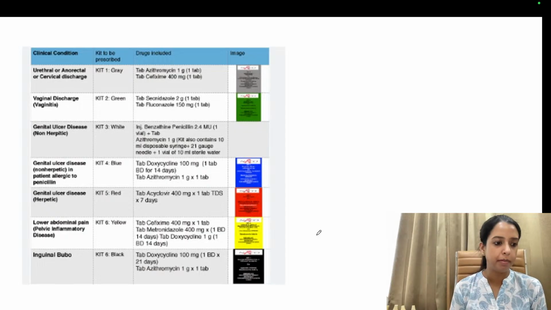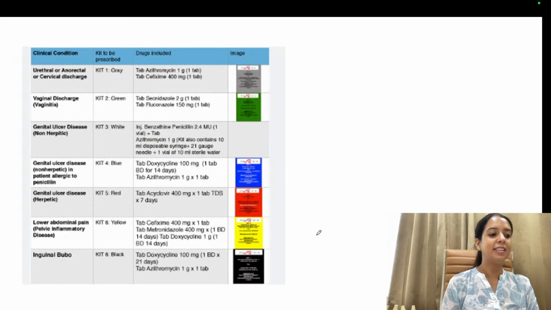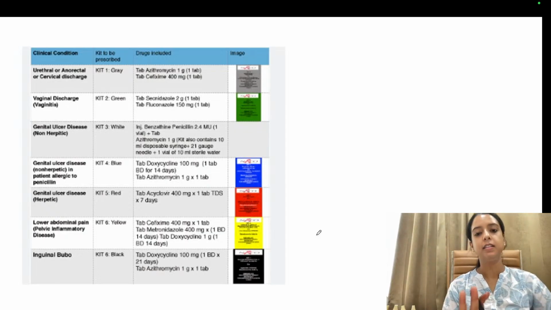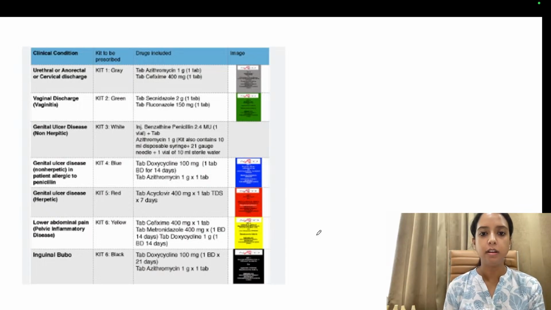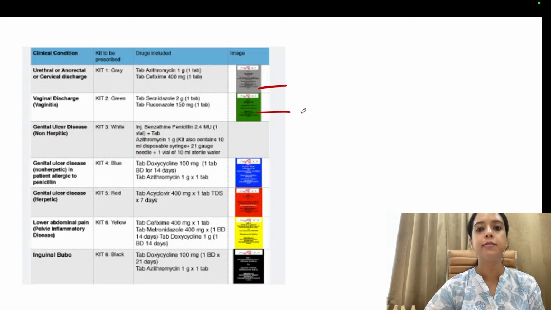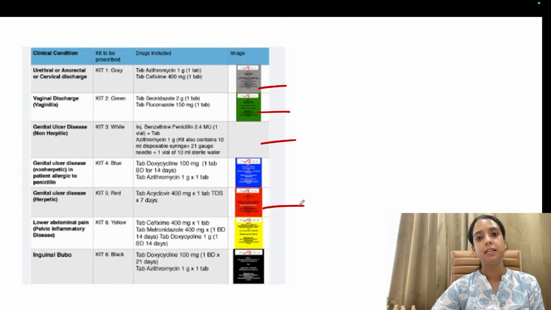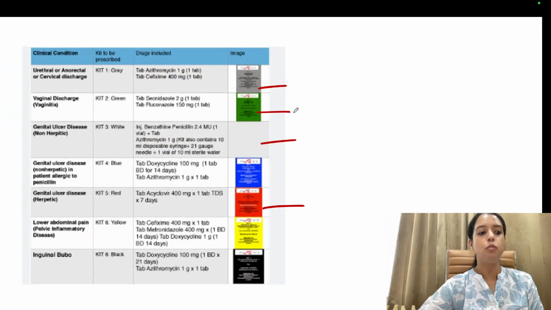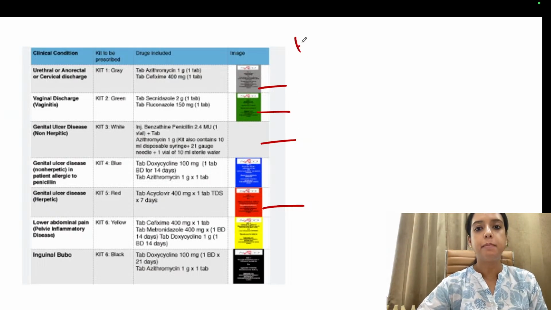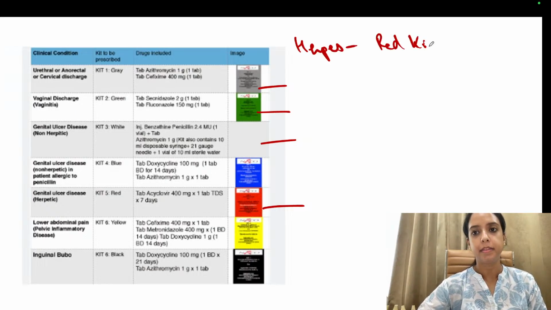These kits, I hope you remember these kits. So kits ke color you should know. I have entered the image. So if the kit is given, by the color you should know. The grey kit is for cervical discharge, green is for vaginal discharge, white is, so red is for herpetic ulcer. How do I used to remember? If you want to know the mnemonic, see, herpes is painful, very painful, red kit.